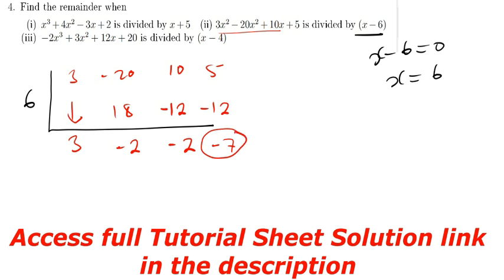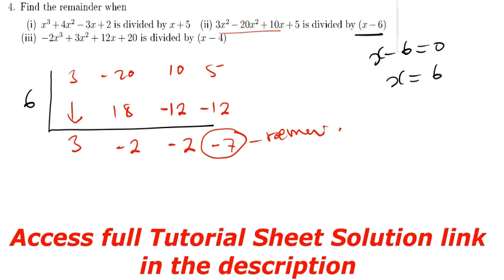So you can either use synthetic division or long division. Now this is my remainder. So my remainder in this case is negative 7.